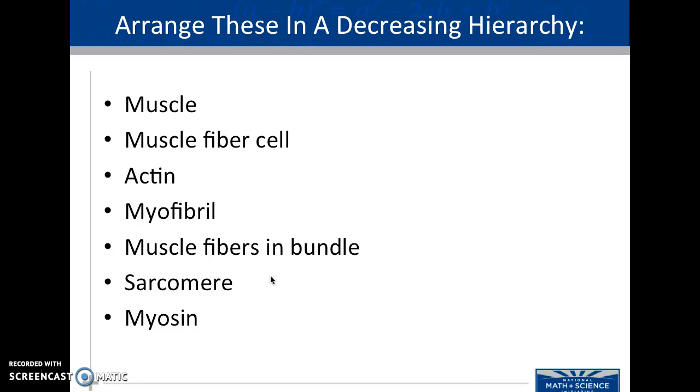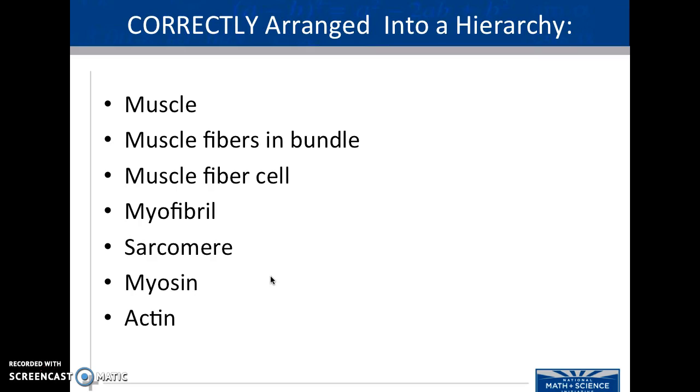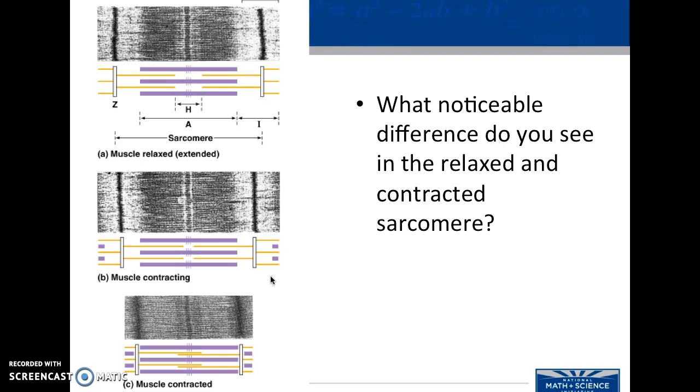Take a minute, do this if you'd like to in your notes. This is the answer key. So something to think about is to take a look at these two images and think about what is the noticeable difference. And obviously the first difference we should see is the length of the sarcomere, and the second is the density or the darkness of the picture.